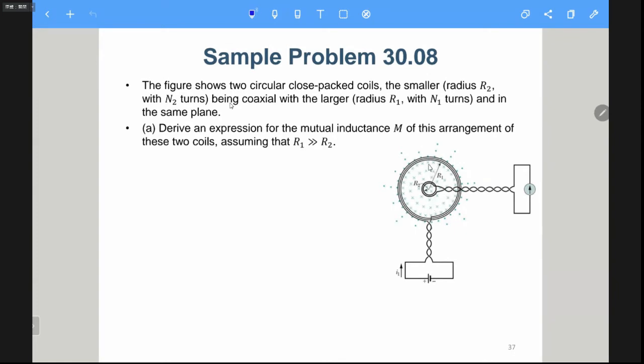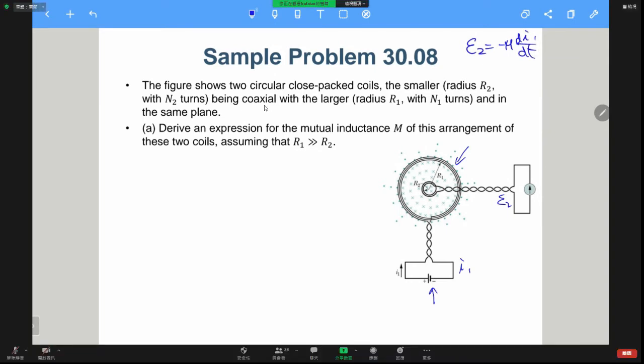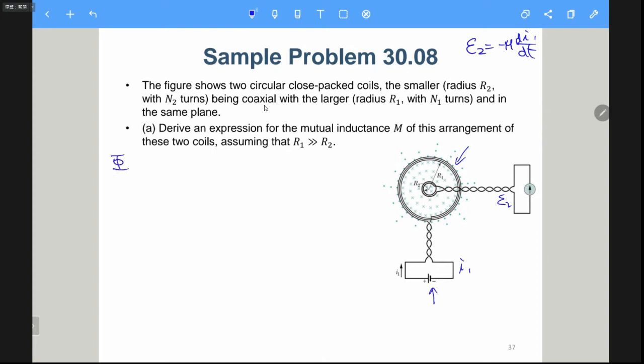Okay, so here we have a battery, and this one is the first coil, which means that we have I1, and then we will have E2. We can keep this in mind: E2 equals negative M dI1/dt. So here we will try to find phi 2,1, the magnetic flux generated by coil 1 through coil 2. In this case, we should have B1, because coil 1 will generate the magnetic field.